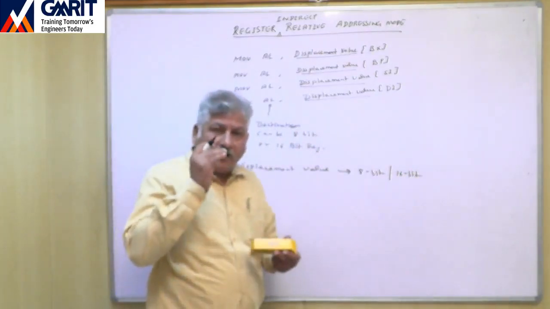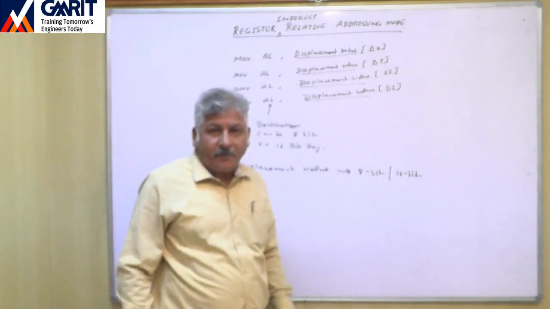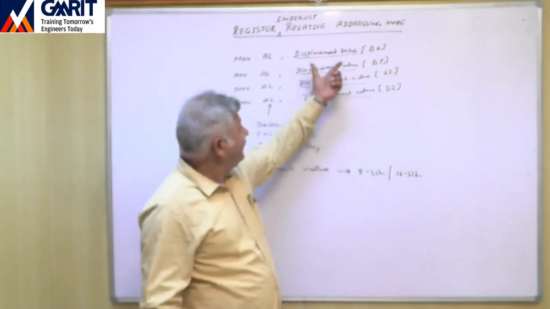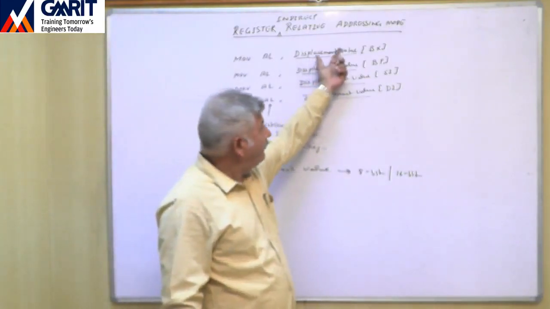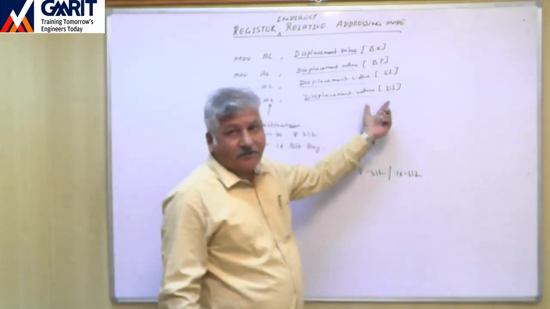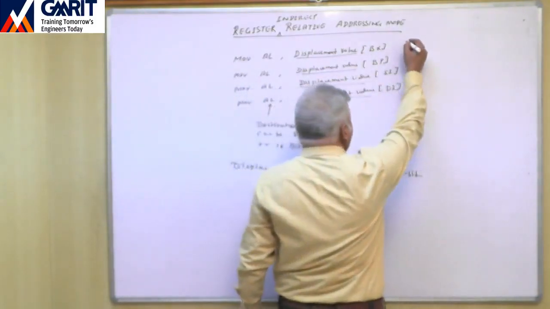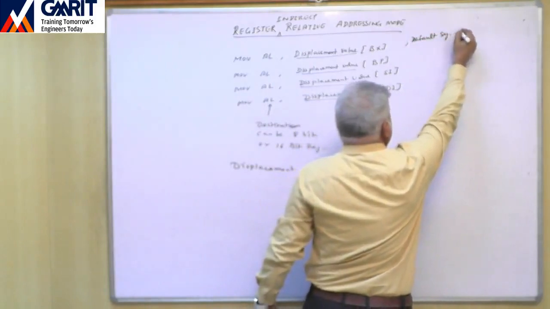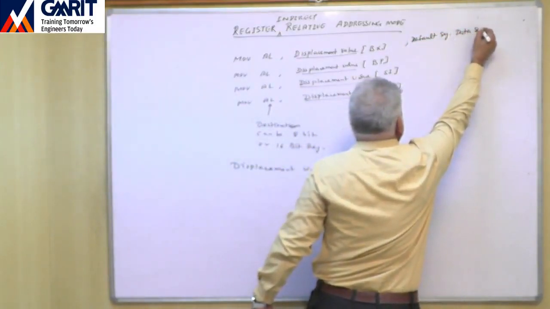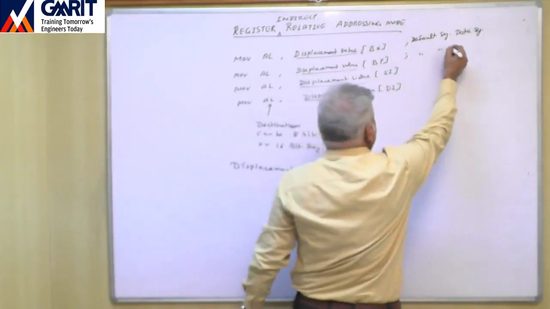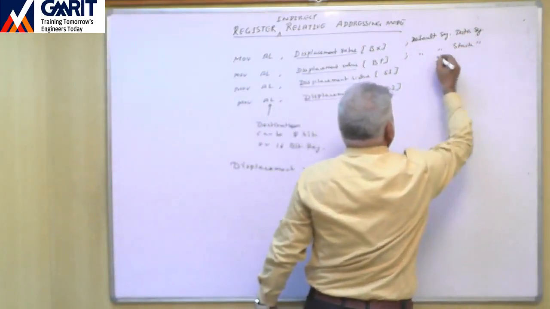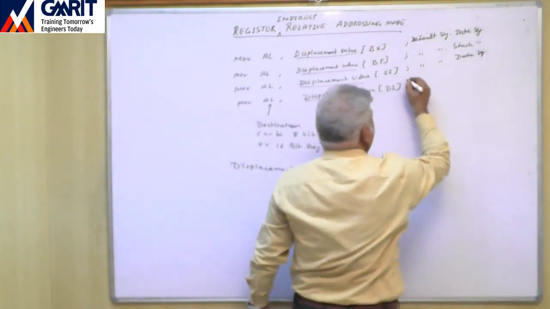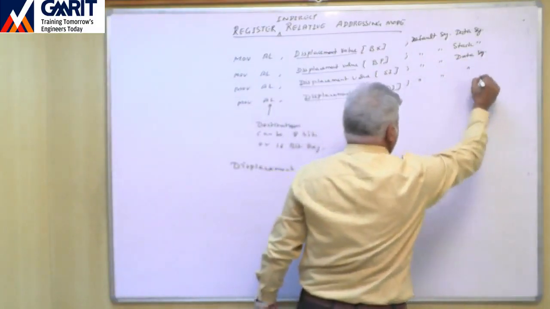Now the offset address of our data will be calculated by adding this displacement value with the content of these registers, right? And we know that for BX the default segment is data segment. For BP the default segment is stack segment. For SI the default segment is data segment, and for DI also the default segment is data segment.